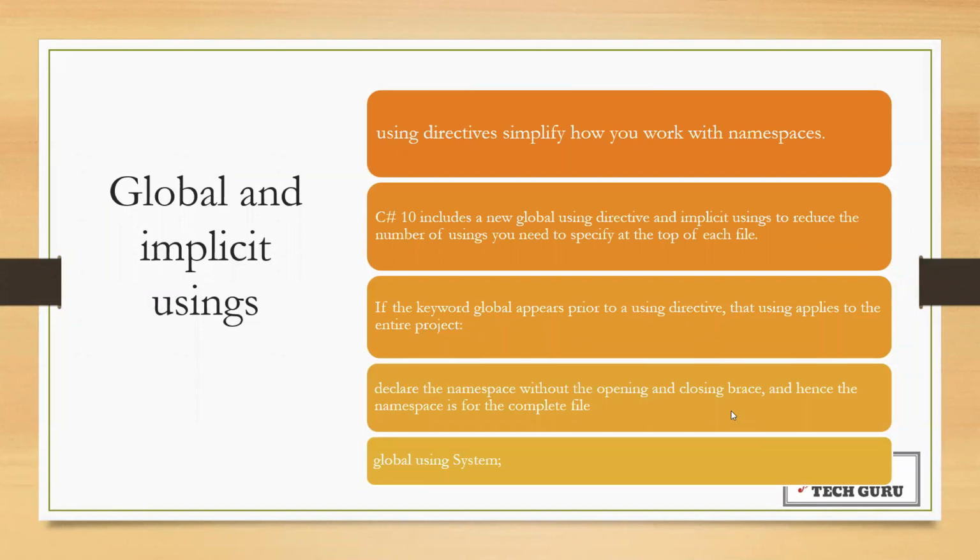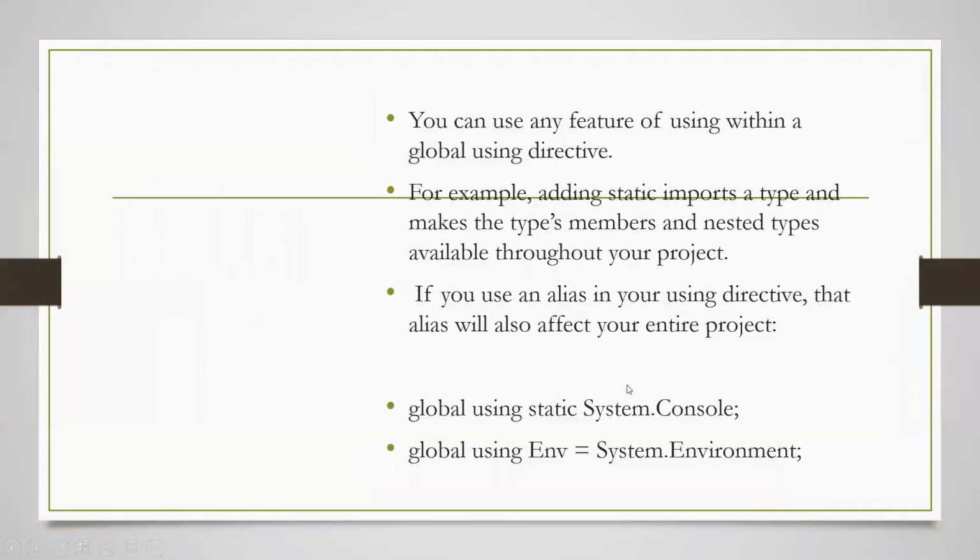So if you add global using System, it is going to be included throughout the project. You can use any feature of using within the global using directive. For example, adding static imports a type and makes the type's members and nested types available throughout your project. If you use an alias in your using directive, that alias will also affect your entire project. So here, if you want to declare System.Console directly, you can use global using static System.Console.